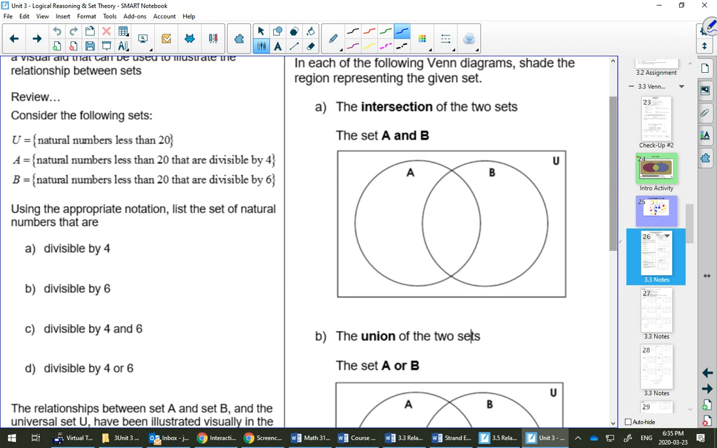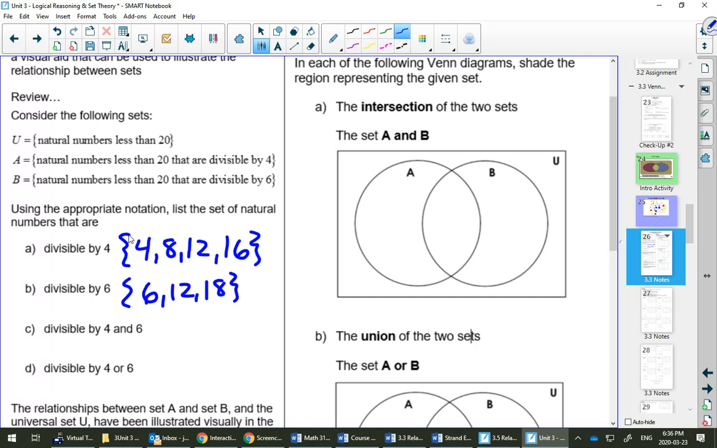So all of our numbers divisible by 4 would be 4, 8, 12, and 16. All our numbers divisible by 6 would be 6, 12, and 18. Any numbers that are divisible by both 4 and 6 would be 12. And then any numbers that are divisible by 4 or 6 would be 4, 6, 8, 12, 16, and 18.